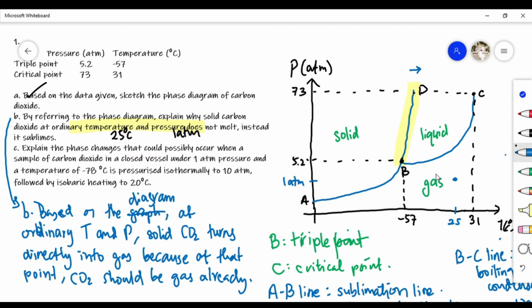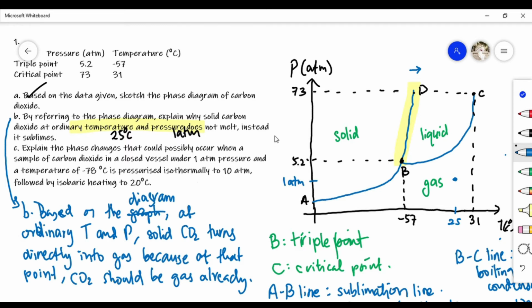Seterusnya part C. Okay, so untuk part C, kita just explain the phase changes sahaja. So to explain the phase changes, kita baca soalan balik. Explain the phase changes that could possibly occur when a sample of carbon dioxide in a closed vessel under 1 atm pressure and a temperature of -78 is pressurized isothermally to 10 atm followed by isobaric heating to 20 degrees Celsius. Okay, so kita kena cari dulu dia punya initial point.